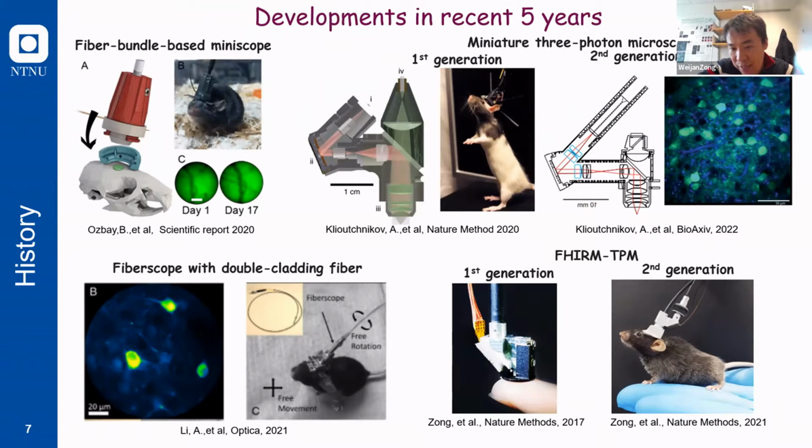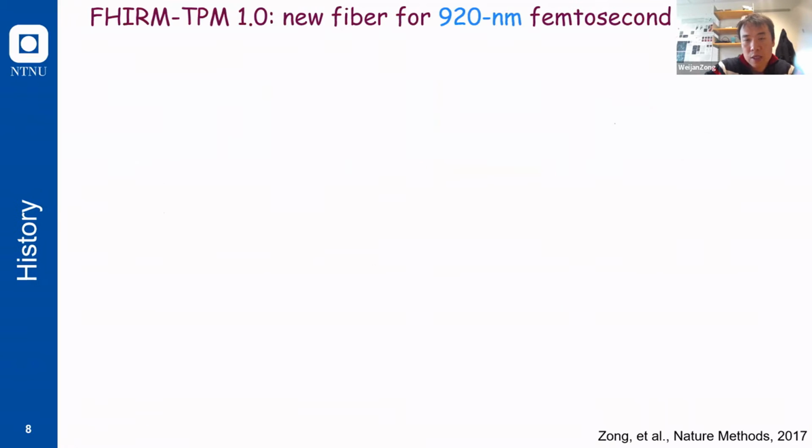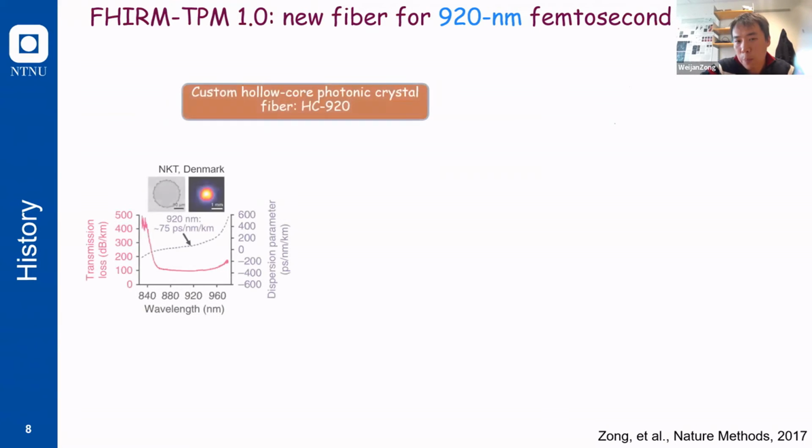Because miniature optical and electrical device development has been really fast in recent years, you see emerging new technologies being published. I do not have time to go through all of these beautiful works, but I will only mention two of the works that I was involved in when I was in Beijing. In 2017, we published our first version of this miniature two-photon microscope.